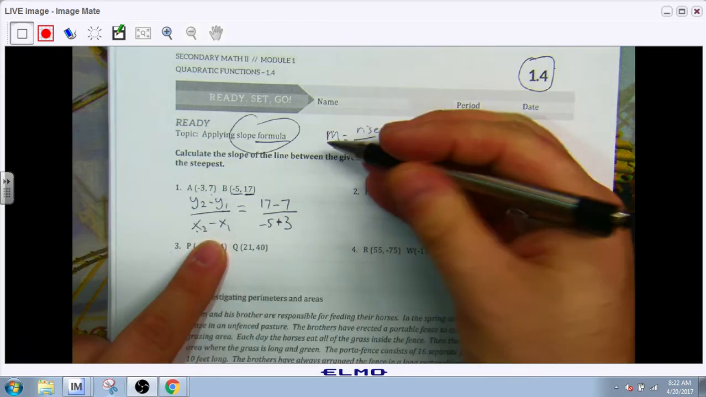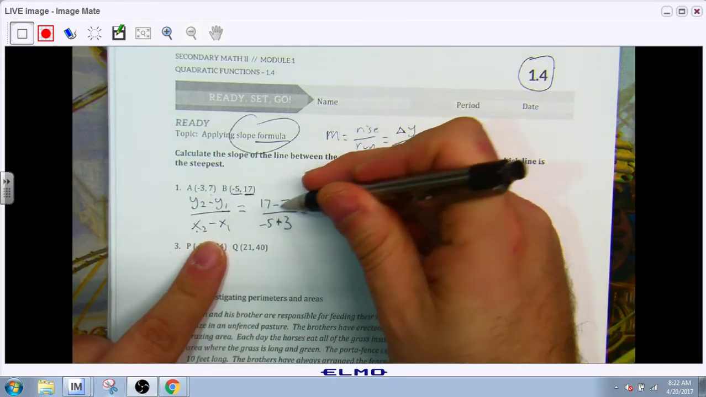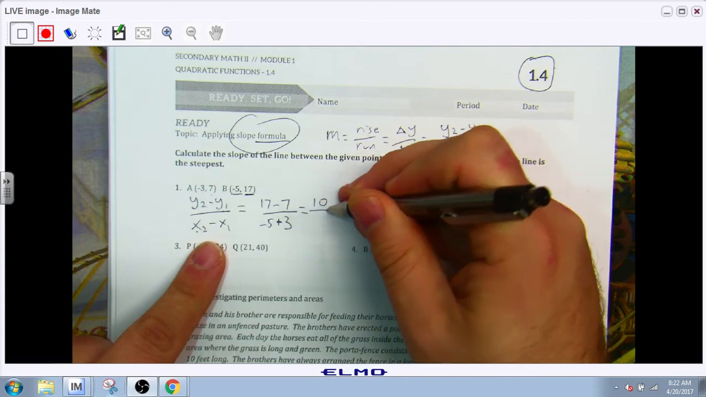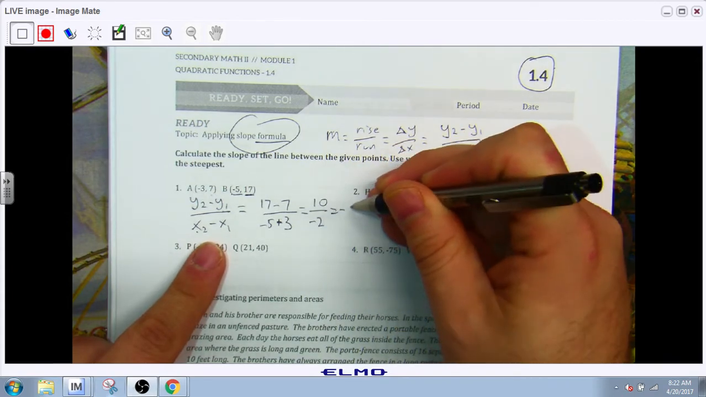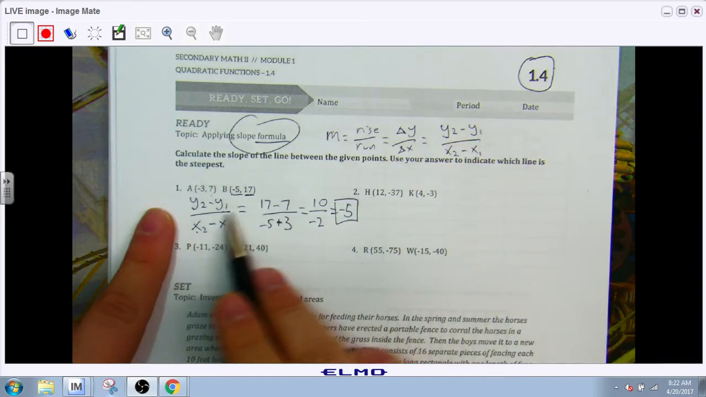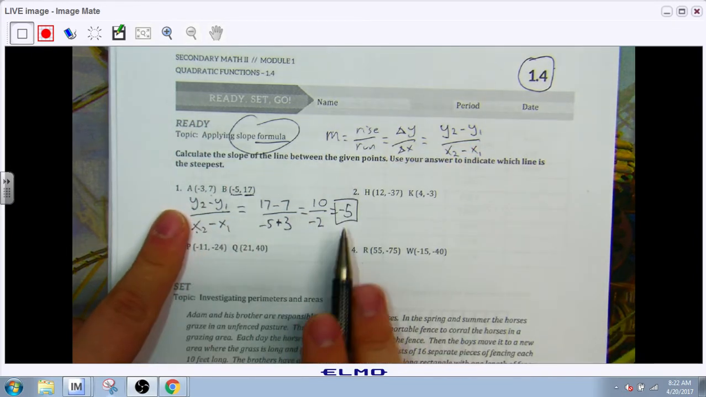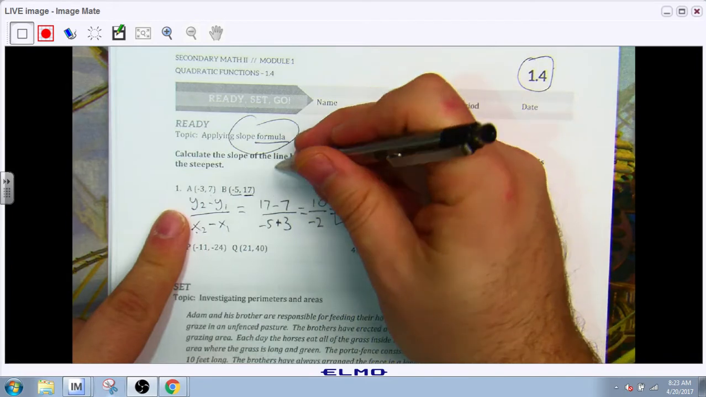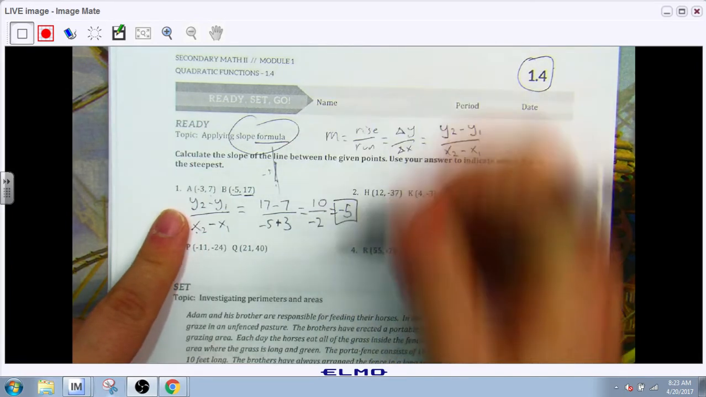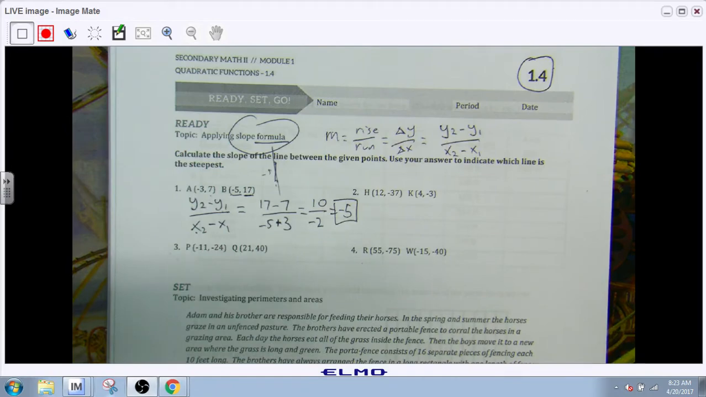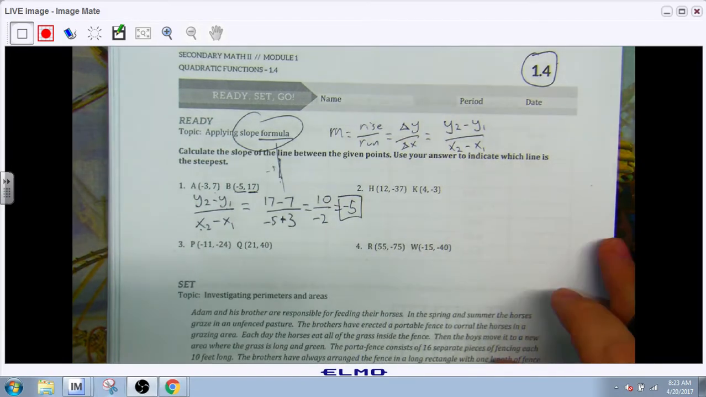Okay. Now I just need to simplify it. 17 minus 7 is 10. Negative 5 plus 3 is a negative 2. And then 10 divided by a negative 2 is a negative 5. So I know that my slope between these 2 points is negative 5. So I know that I'm going to go down 5 over 1 to connect these points. It's going to look something like that. Okay? And then you'll just be asked to do that a few more times.